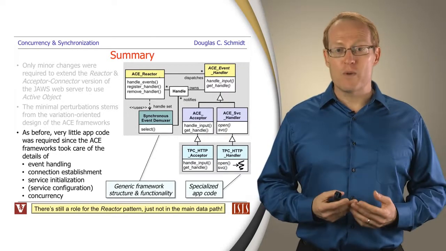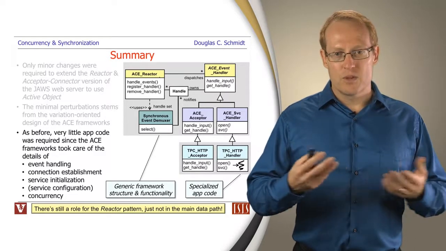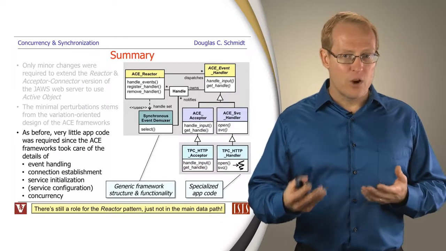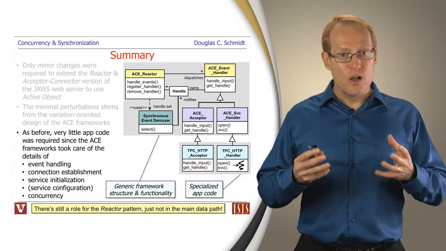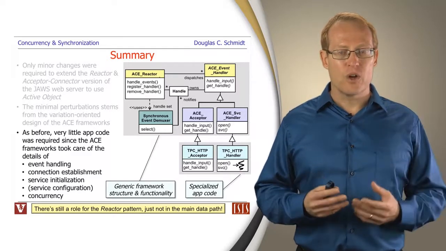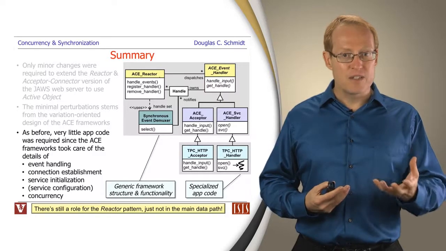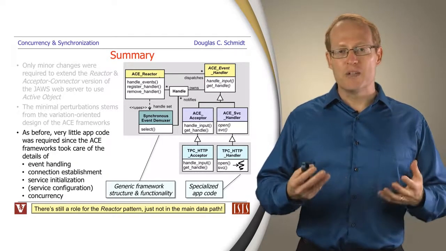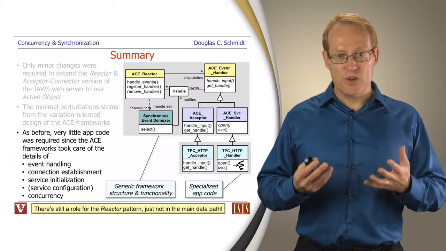There's still a role for the reactor pattern, by the way. It's important to note that we haven't completely gone back and erased all the earlier parts of our design. We just moved the reactor pattern out of the critical performance-sensitive path through the code. It works quite nicely when used as a way to handle various kinds of events, such as accept events. And we moved it out of the way so that the actual data processing now takes place in separate threads of control.